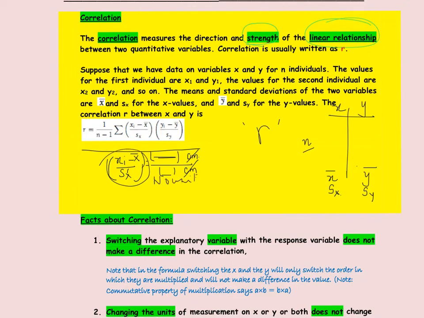And similarly, using the same explanation, we can say that the second parentheses, which is y_i minus y bar over S subscript y, has no units either. And n minus 1 is just a number. So is it clear to you that R, the correlation, has no units? This is the first number we've come across so far that does not have units. Every other number, like the mean, the median, the quartiles, standard deviation, all have units. So R is a number that represents the strength of a linear relationship, and it does not have units.